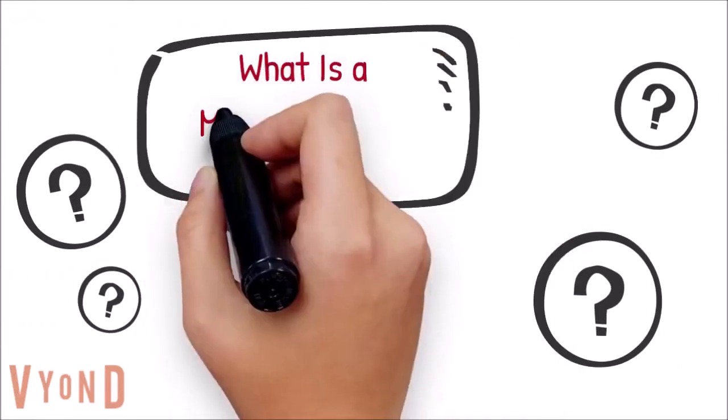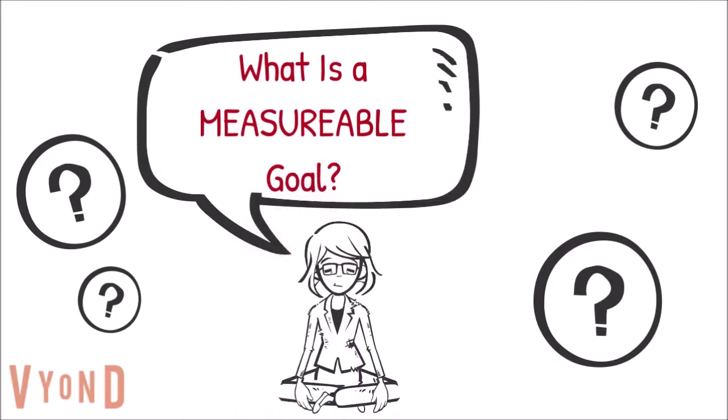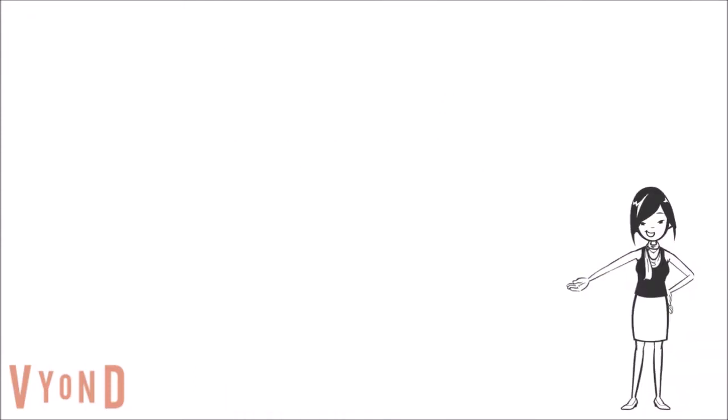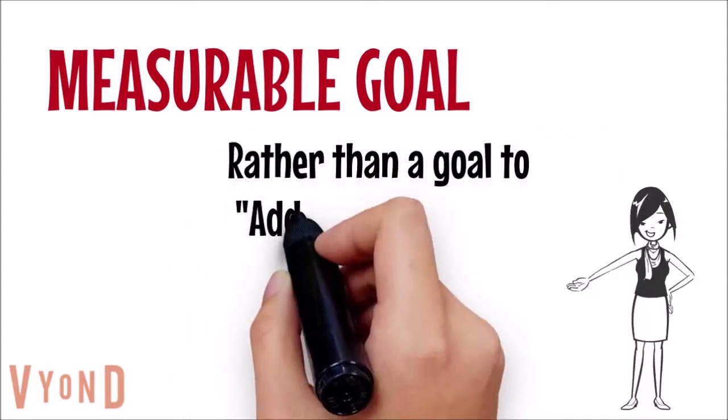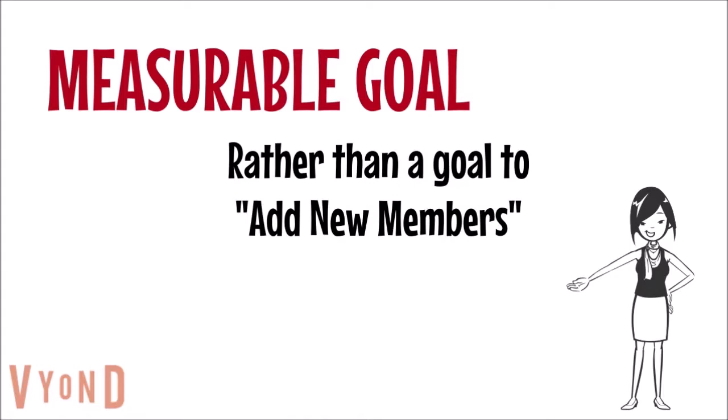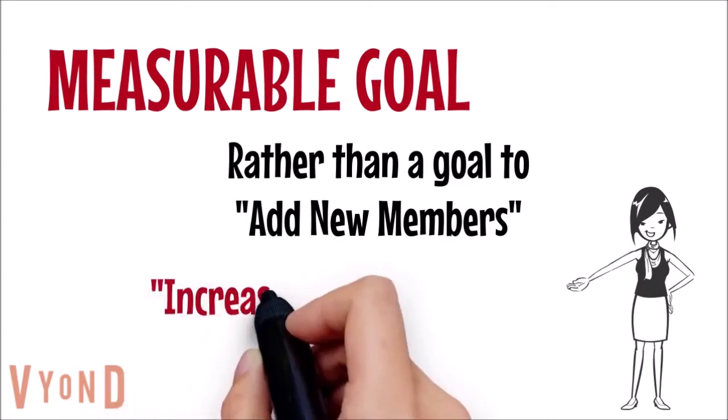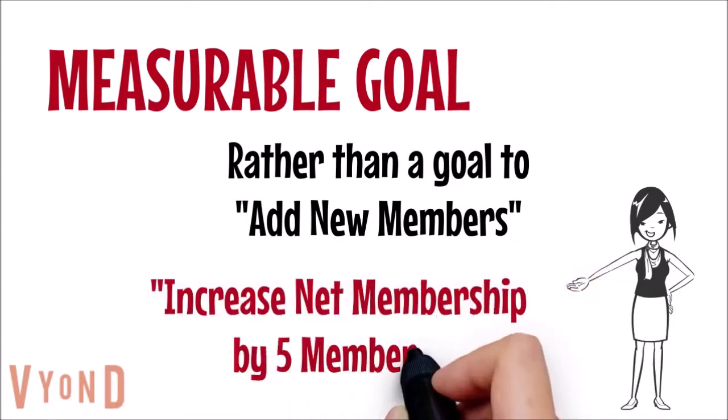What is a measurable goal? A measurable goal is one that you can easily determine if you have achieved it simply because it is quantitative. Rather than having a goal to add new members to your club, your goal might be to increase net membership by 5 members.